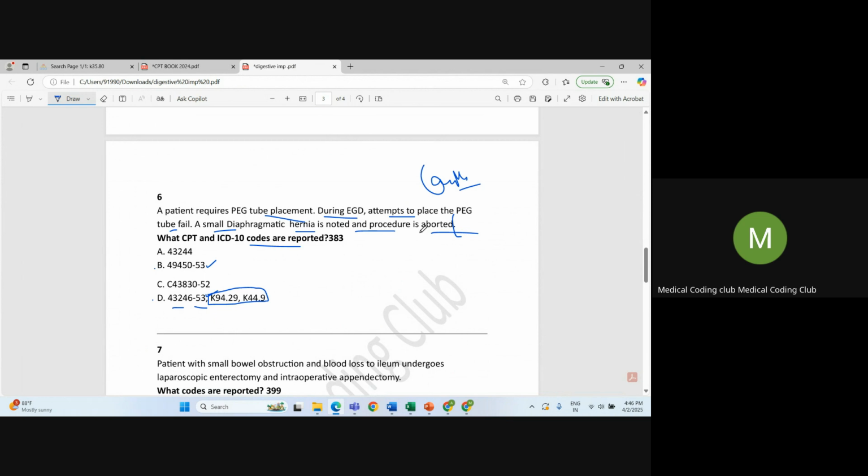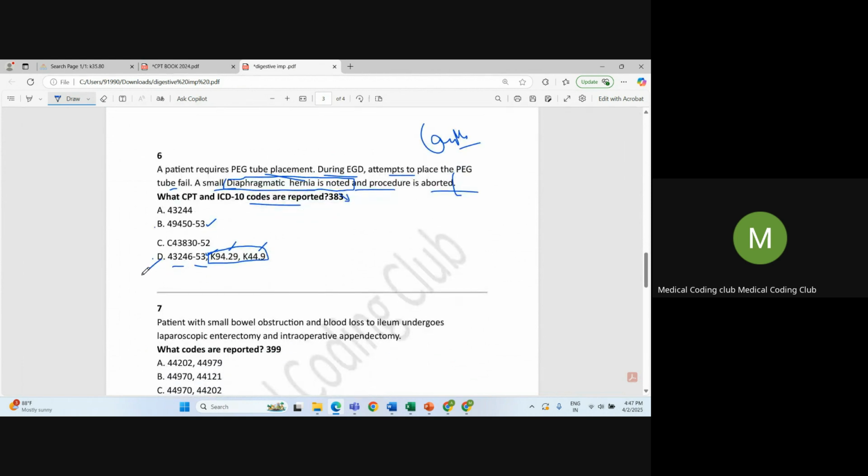So here they have aborted the procedure. That is a complication. Next, a small diaphragmatic hernia is noted. This is also a definitive diagnosis. So you can check, one code is for the complication and one is for diaphragmatic hernia, unspecified. So the correct answer is option D.